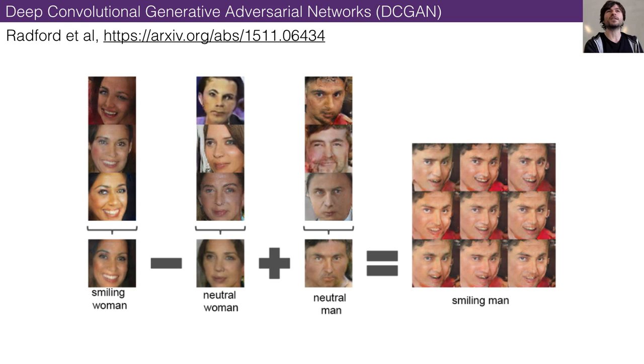Like, for example, if you find the latent code which is able to synthesize images of a smiling woman, and then you subtract images of neutral woman, right? And then you add the vector for neutral man, you get smiling woman minus neutral woman plus neutral man equals smiling man, right? Because the woman cancels out, and neutral cancels out. You just get smiling woman, smiling man, right? So that's really neat, right? You can do arithmetic on the generative space.